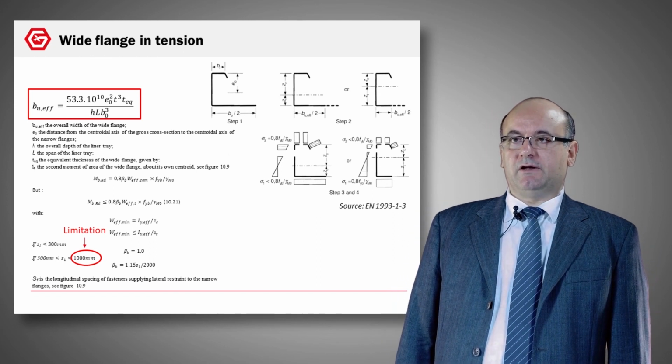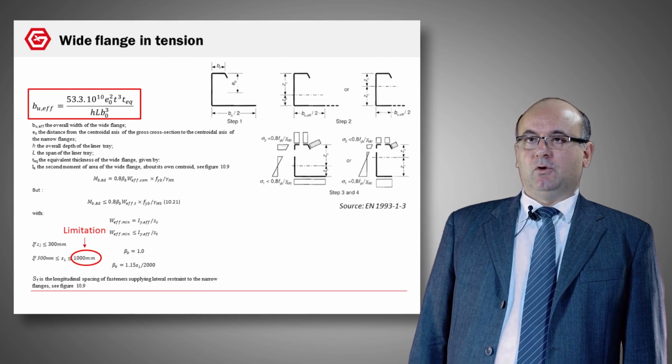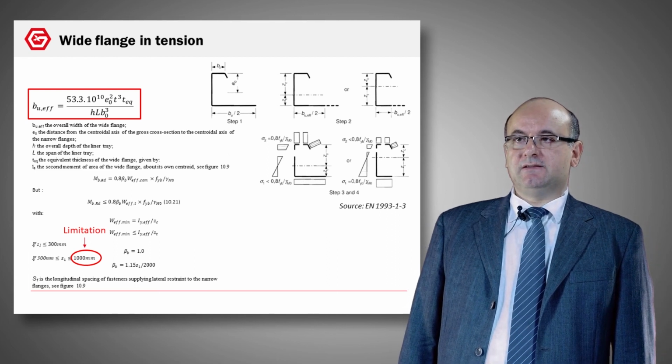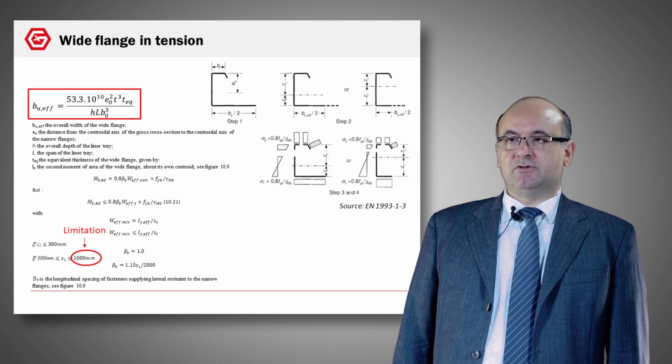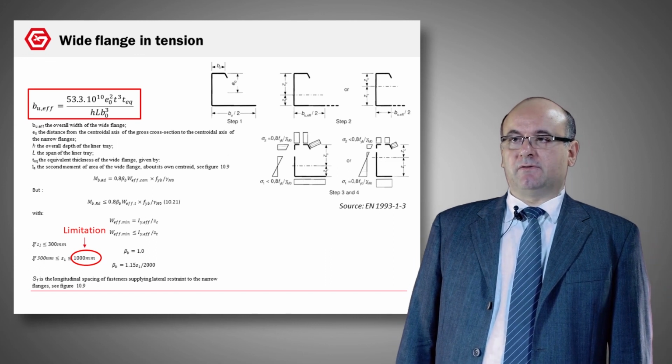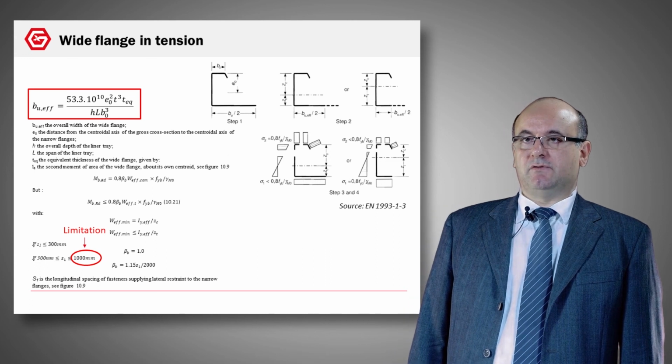Again, we have to do the calculation as we have done before. One change here: it is the b_eff of the bottom of a liner tray. This part is in tension, but this part is very long. It could be 600 mm, for example.